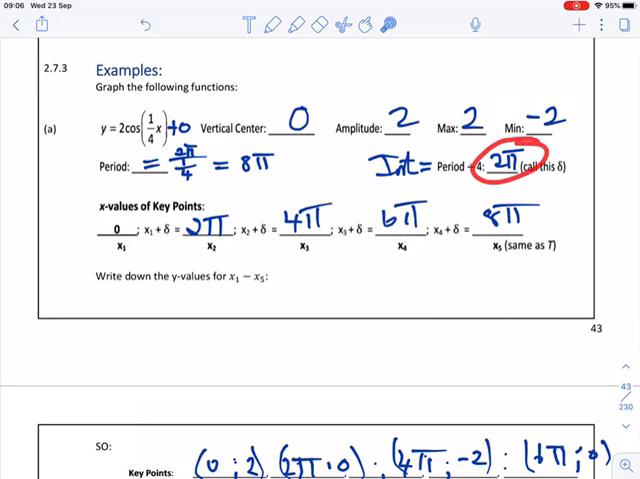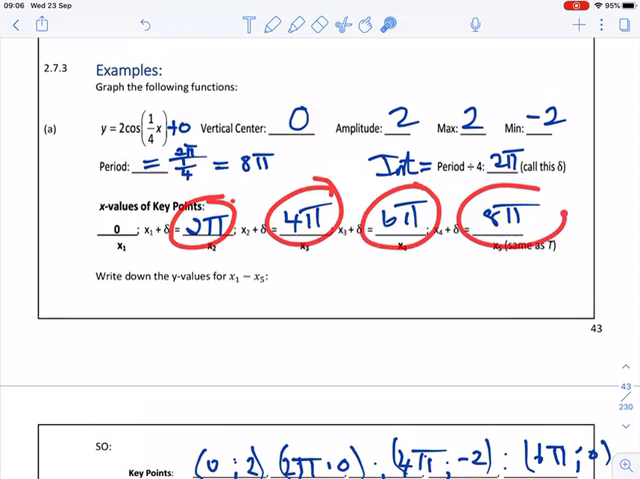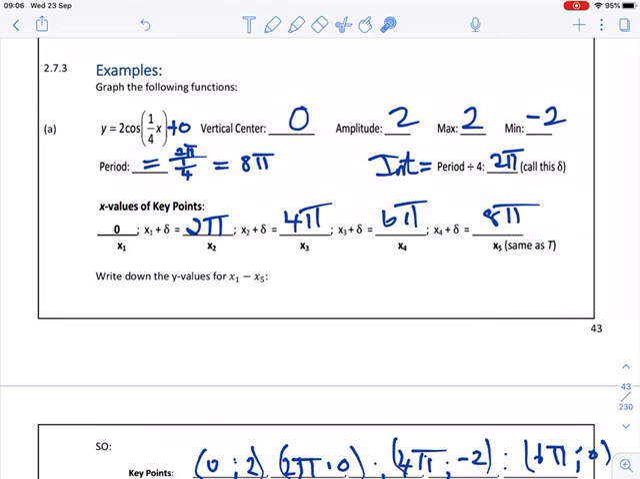Now the intervals is 2 pi, so that's why we have 2 pi, another 2 pi, 4 pi, another 2 pi, 6 pi, another 2 pi, 8 pi. So we will have 0, 2 pi, 4 pi, 6 pi, 8 pi. Very easy. Now, this is a cos graph. It should start at the top. So it should start at the maximum position.